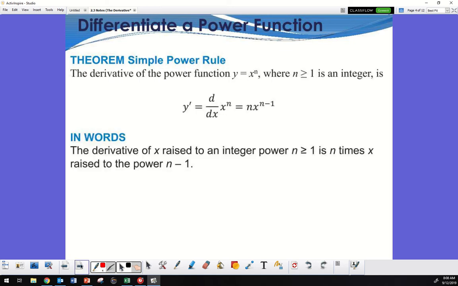So the process goes like this. The derivative of a power function, y equals x to the n, where n is any number greater than or equal to 1, an integer, is n times x raised to the power of n minus 1. So, plain English, what do you think that means? No, plain English, super plain, like basic English.